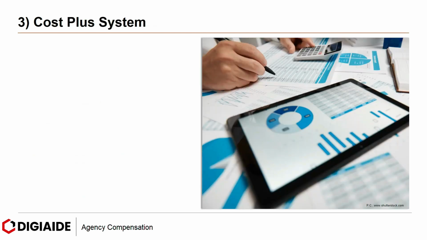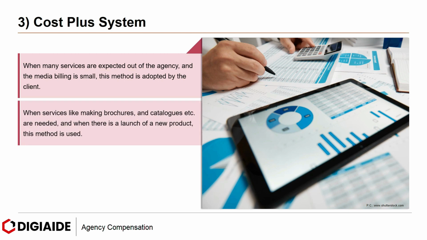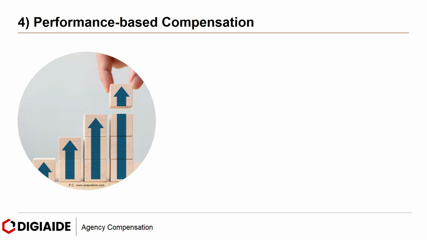Moving to the third, the cost plus system. When many services are expected from the agency and the media billing is small, this method is adopted by the client. When services like making brochures and catalogs are needed and there's a launch of a new product, this method is used. Here the client consents to pay out-of-pocket expenses and the employee cost along with a specific percentage of the amount to cover the overheads and profits of the agency.